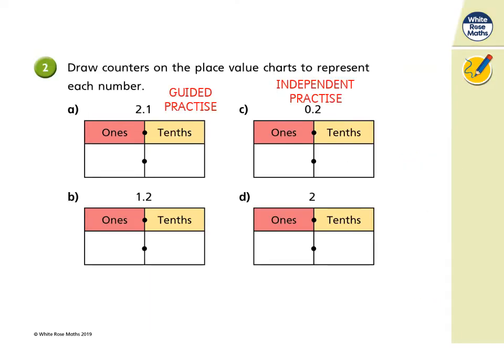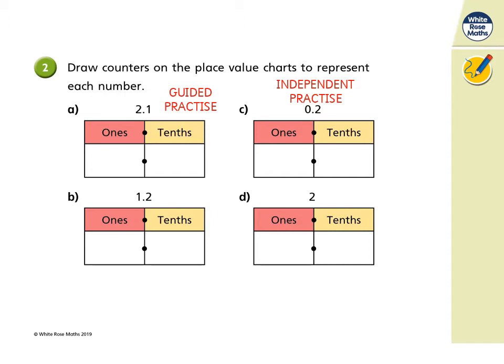So this question is asking us to draw counters on the place value charts to represent each number. So what was the same as the last question was that we had a place value chart, and what's different is that the counters were already inside of the chart. So we need to draw them this time round.